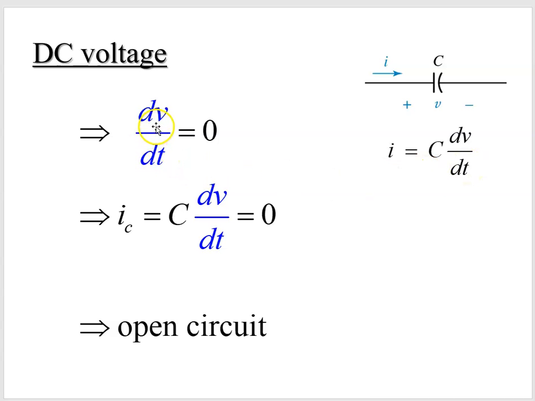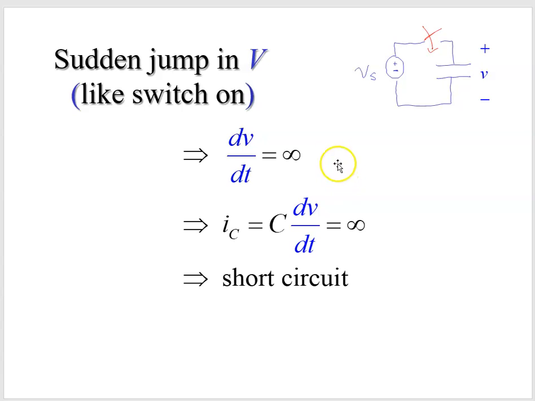So that means that if we have a DC voltage, it does not change with time. So the voltage across the capacitor can't change with time, so our dV/dt is going to be equal to 0. That means that at DC, the current flowing to the capacitor must be equal to 0, or it's an open circuit, just like it looks like. So at DC, a capacitor is an open circuit.